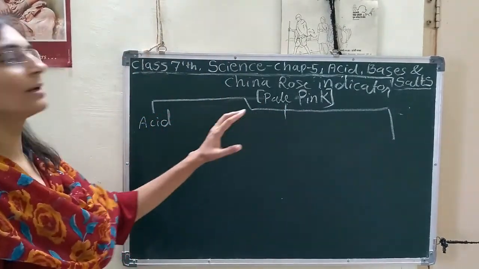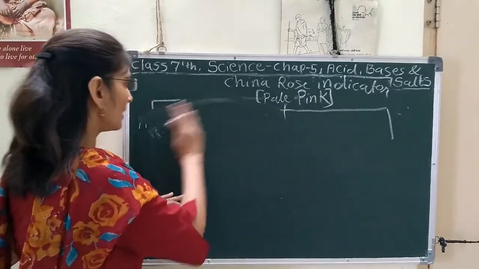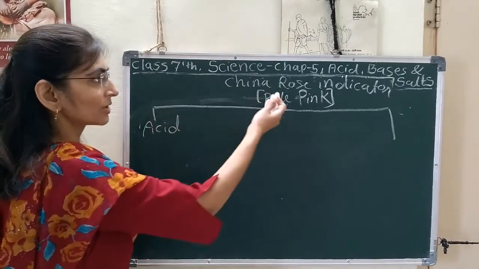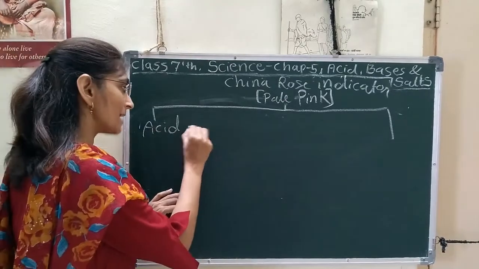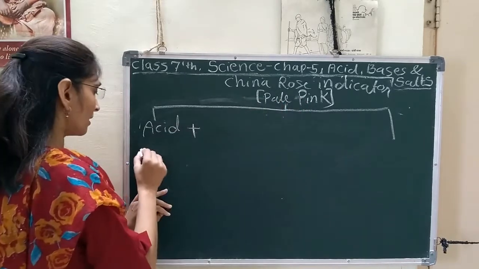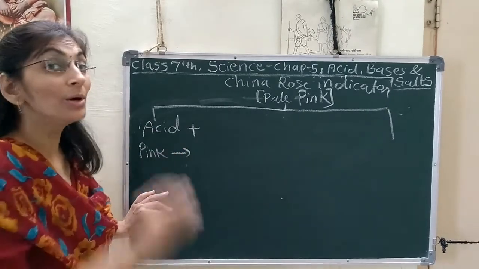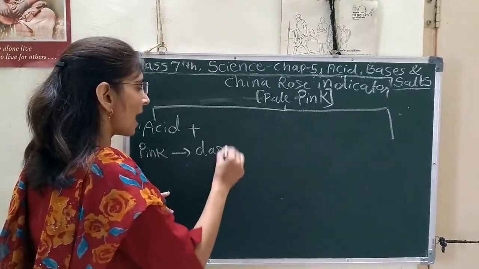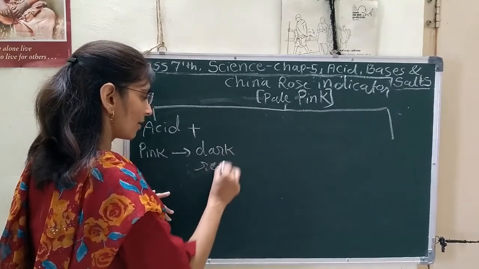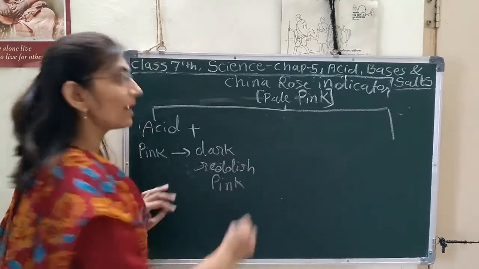And this pale pink color indicator, when it reacts with acid, what will happen? When the China rose indicator reacts with acid, the pale pink color will change into dark pink, or reddish pink color.